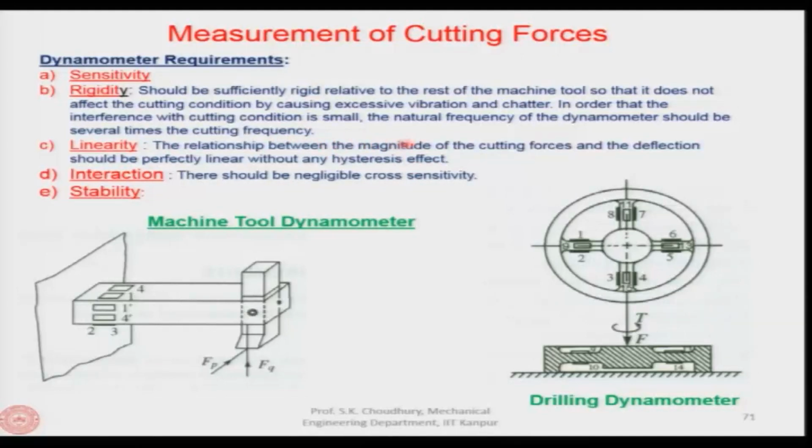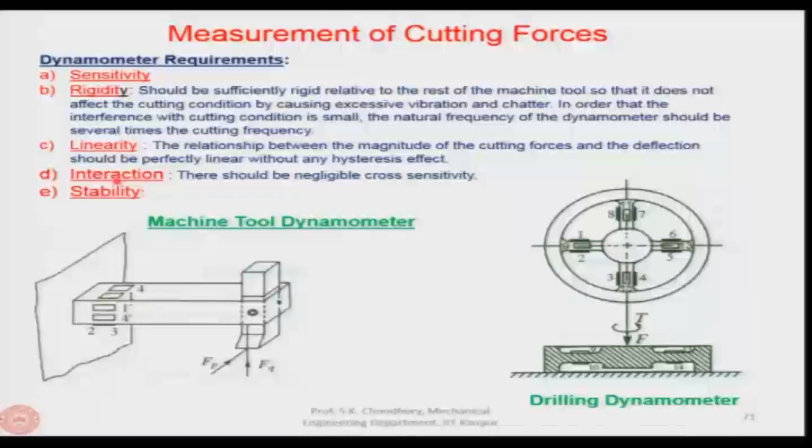This is the relationship between the magnitude of cutting forces and the deflection. As the cutting forces increase, the deflection should increase, and then when the cutting forces are taken out, the deflection should come back to the initial position along the same line, without any hysteresis. Now, the fourth one is the interaction. There should be negligible cross sensitivity.